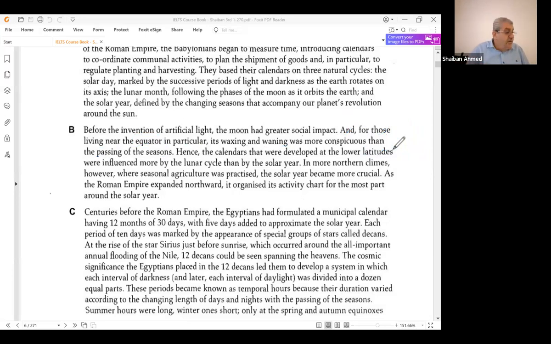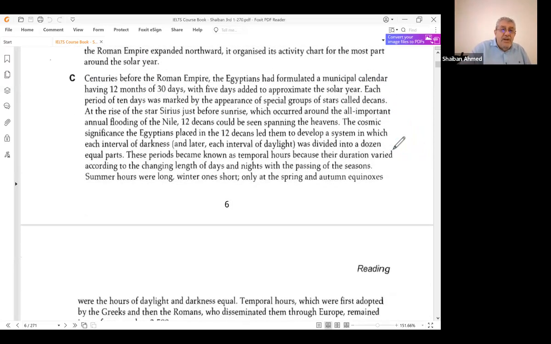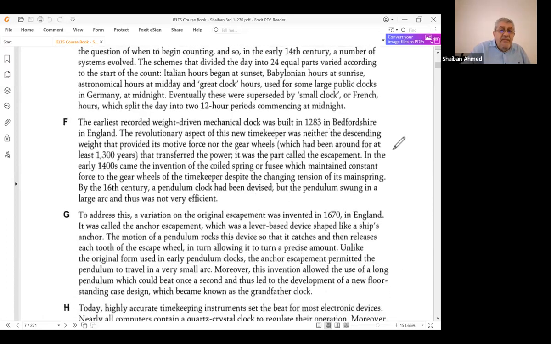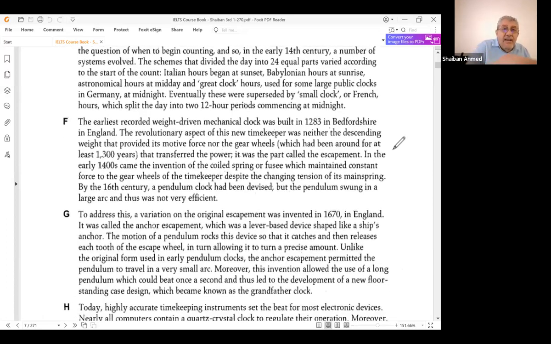Yes. Farming, agriculture, yes. Good. 3, a description of the origins of the pendulum clock. We have talked about it. We took it in the G. Okay, what does the G say? Let's go back to the G. To address this. What is this "this"? We will take this in Task 2 writing.